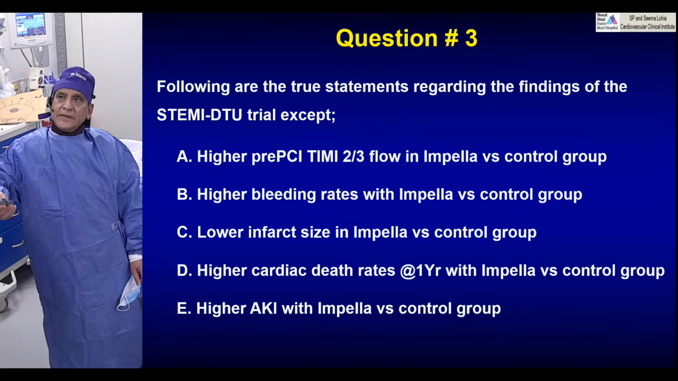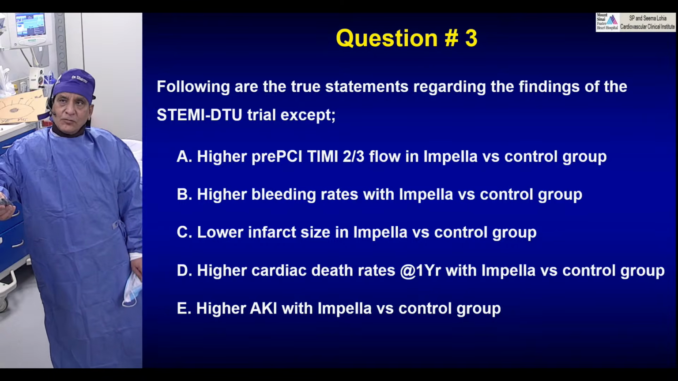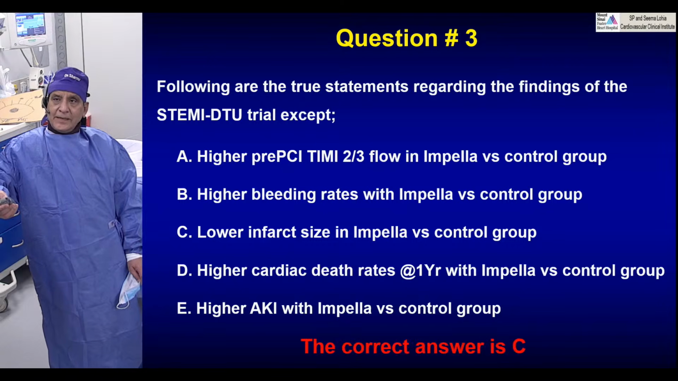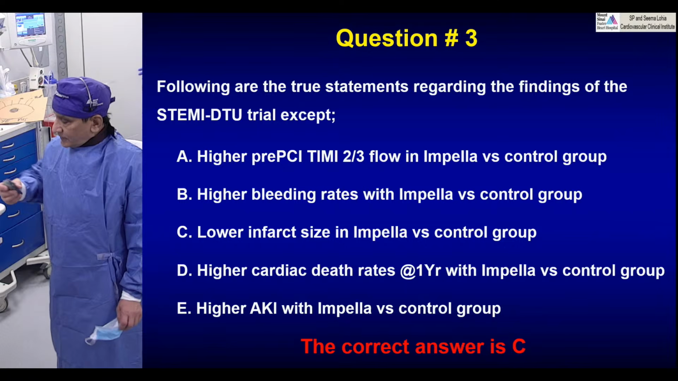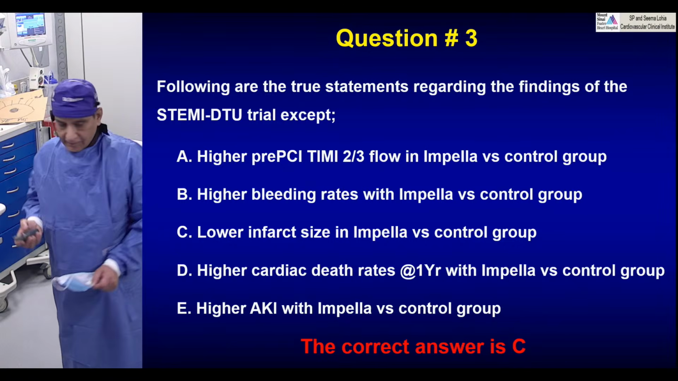Our third question is, following are the true statements regarding the findings of the STEMI-DTU trial, except higher pre-PCI TIMI 2-3 flow in Impella group, higher bleeding rates, lower infarct size in Impella group, higher cardiac death rates at 1 year with Impella group, higher AKI with Impella group. Answer clearly is there was no lower infarct size in the Impella group. And with that, I conclude my presentation today.